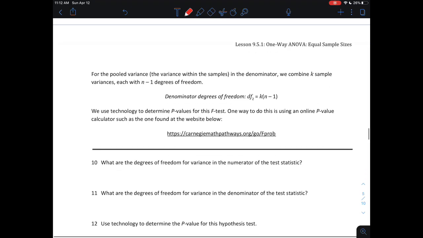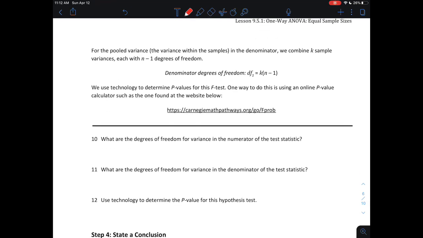One way to do this is using an online p-value calculator, such as the one found at the website below. For us, we are going to use our calculator, and the test that we're going to be looking for is just going to be called ANOVA.